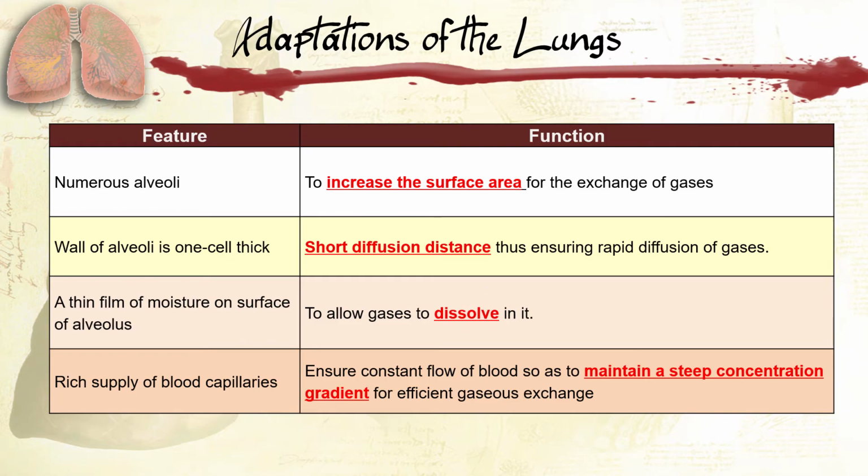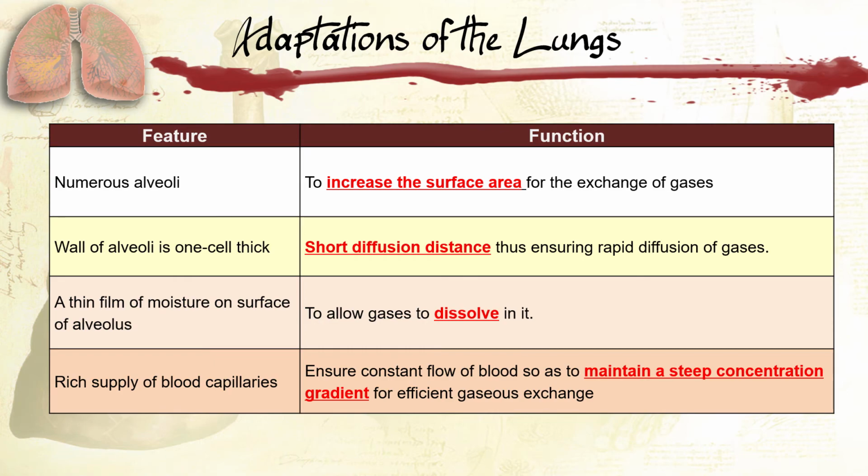The thin layer of moisture on the surface allows gas to dissolve in it, because gases must first be dissolved before they can diffuse into the blood capillary. And lastly, the alveoli are richly supplied with blood capillaries. This helps to maintain a steep concentration gradient to allow effective gas exchange.